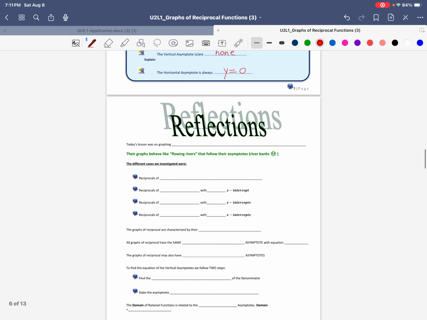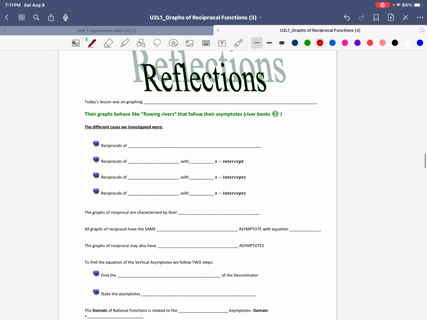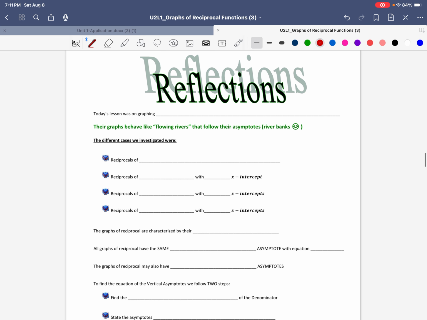So in addition to the lesson, I have created this reflection sheet for us so that you can write down the things that you learned. So after you watch the video or after you practice questions, but ideally after you learn a lesson, it is important to go over one more time what you've learned.